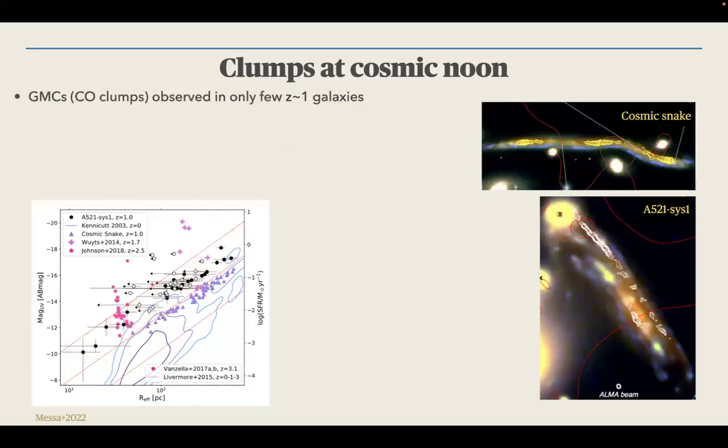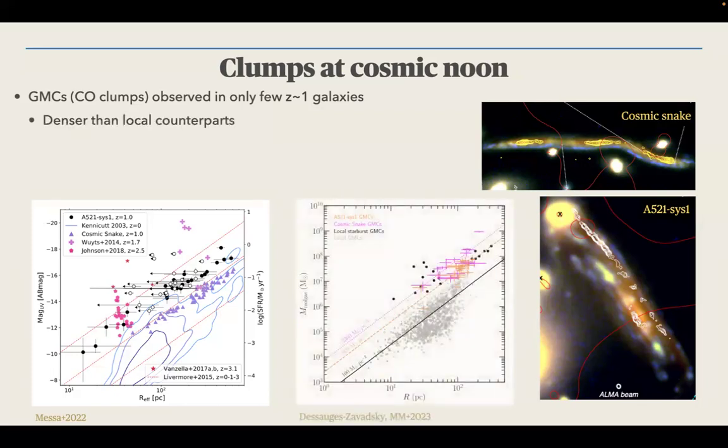And luckily, we got the observation of molecular gas in the same lensed galaxies at redshift 1. So the problem is that we only have very few examples. These are two examples at redshift 1. And what happens when studying the properties of these gas clouds, which here are the colored points, in a size-mass plot, is that it looks like the gas clouds are also denser than their local counterparts, which are the gray points here.